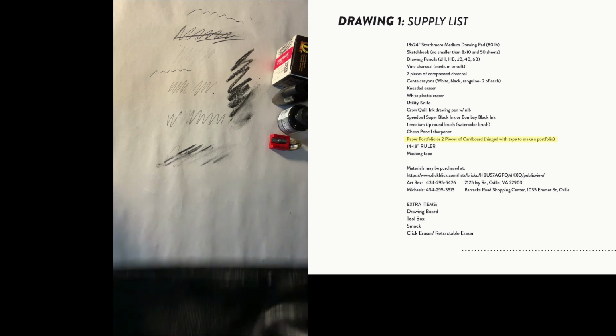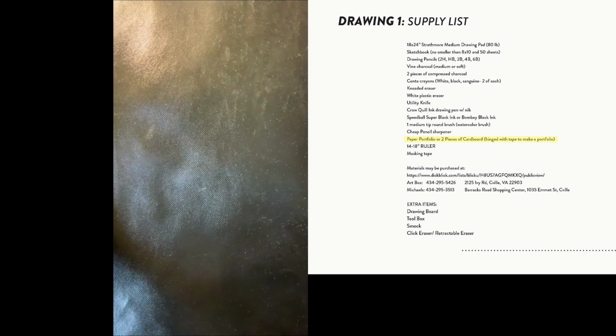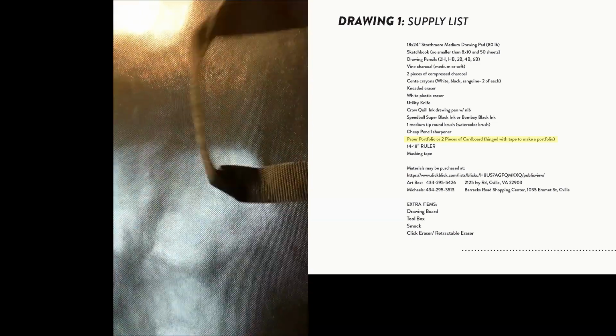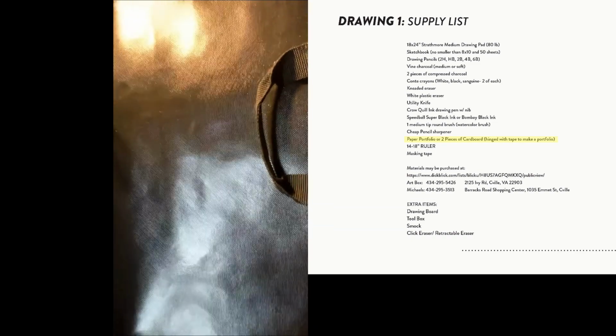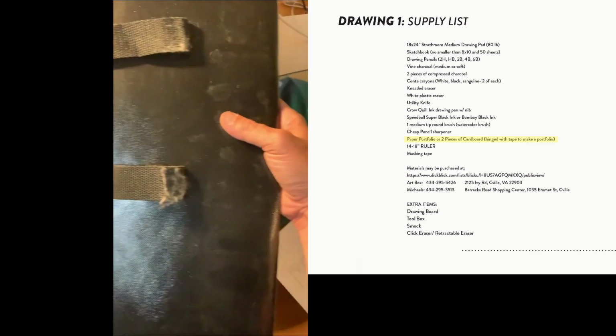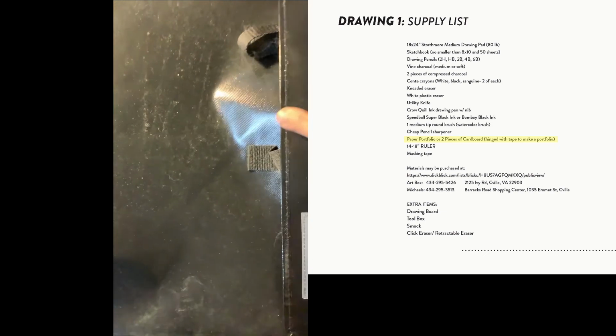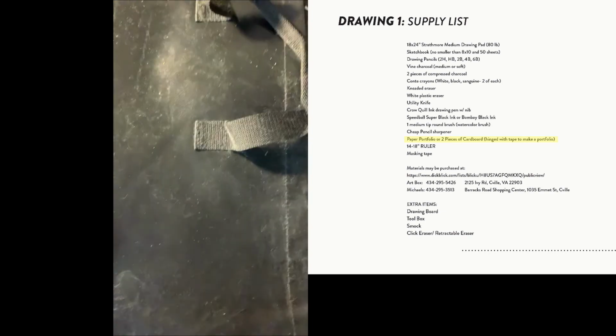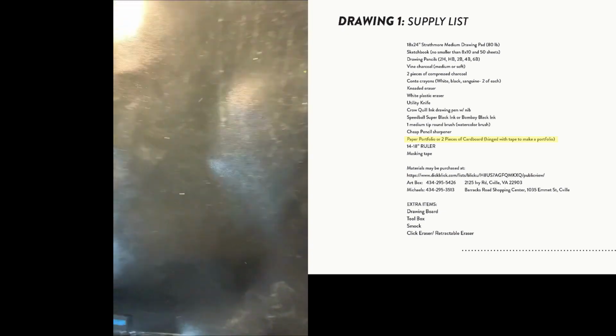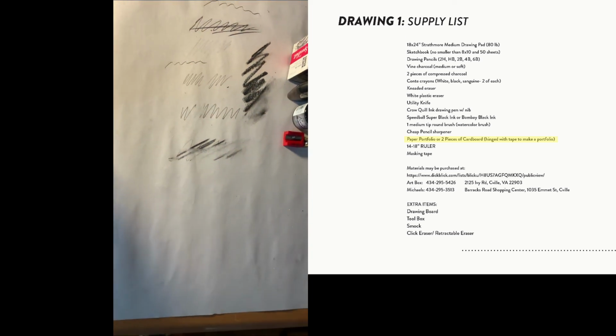Sometimes a portfolio will be made out of plastic or paper. Usually has handles, as we can see here. And it will have maybe a closure, where you can open and close it. So, something that you might want to get to put your artwork in or store it while you're working.